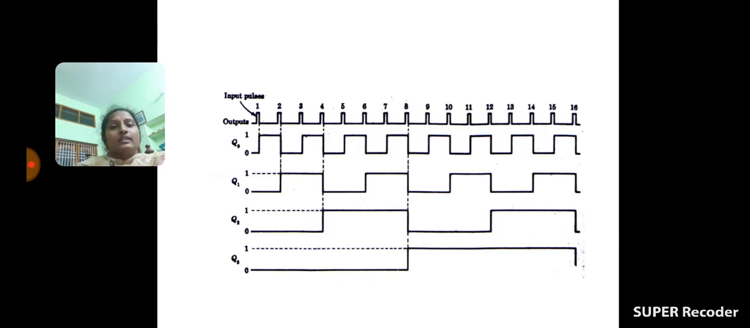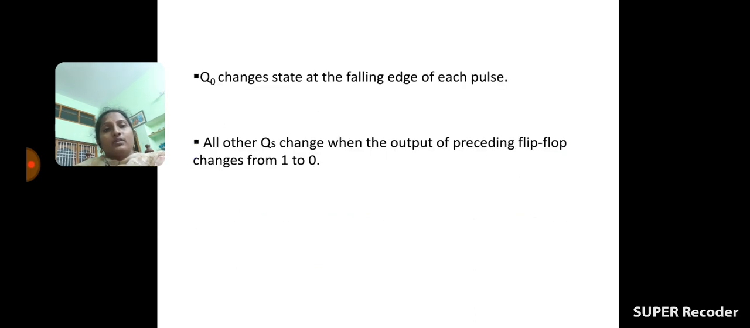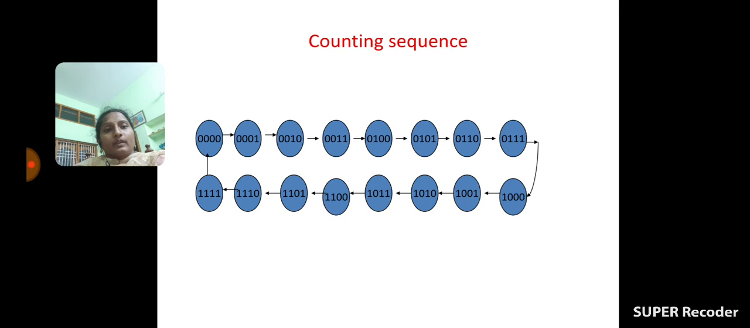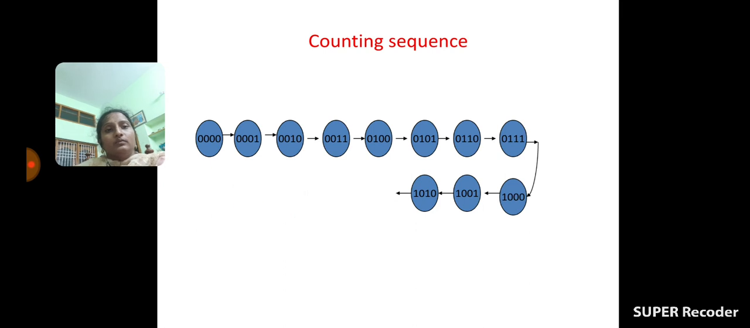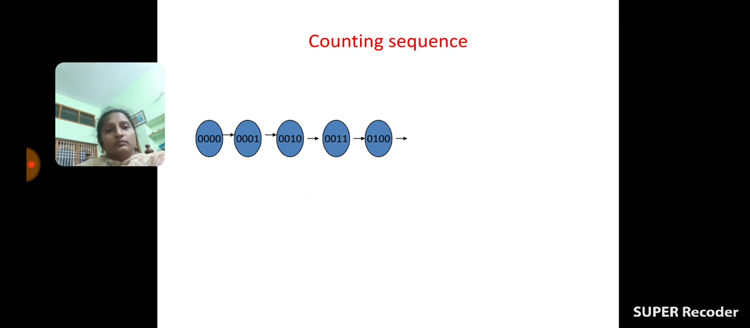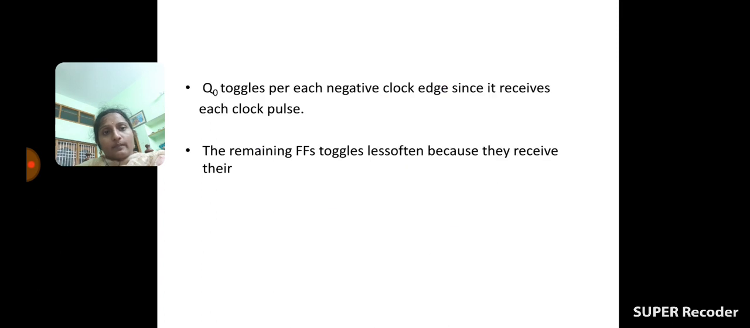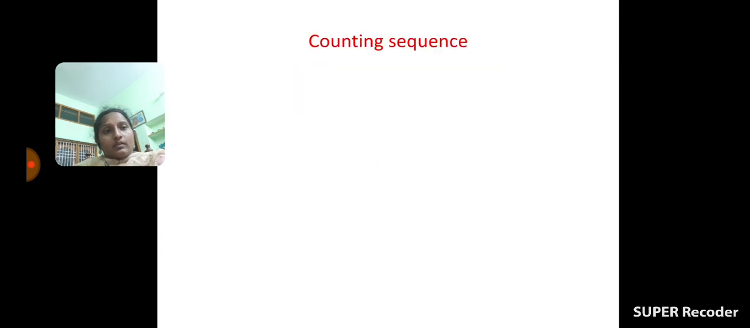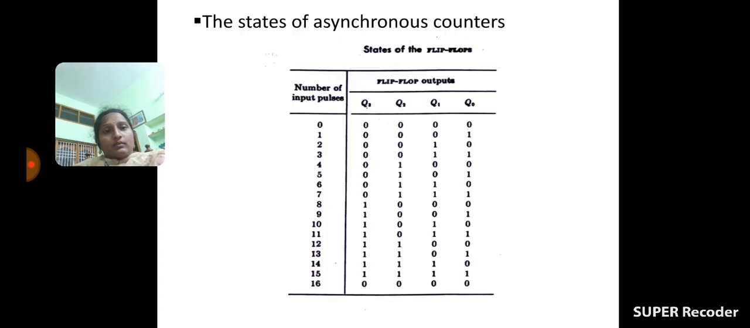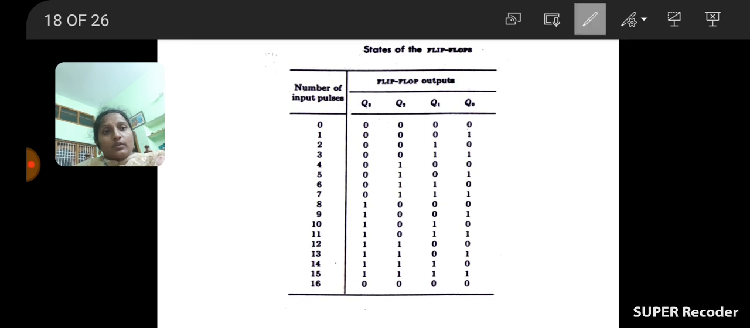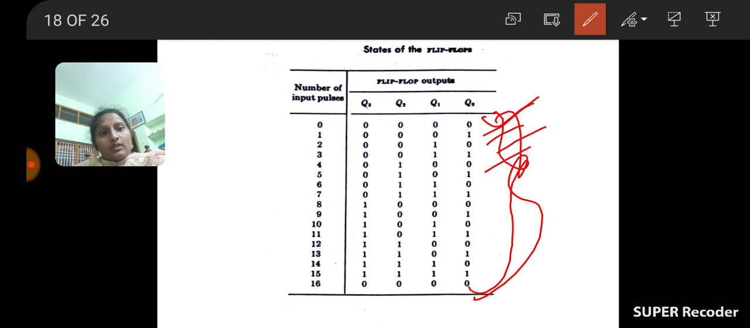And see, this is a diagram. So how can the diagram be drawn? First, once you observe the truth table, in Q0, once we observe what is the output of Q0: 0 1 0 1 0 1 0 1. Every time we are getting 0 1 only.